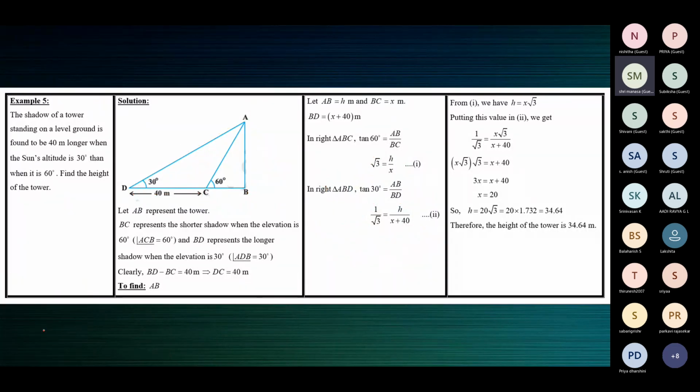Is it understood, children? When you have one equation and two unknowns, this is how you handle it.